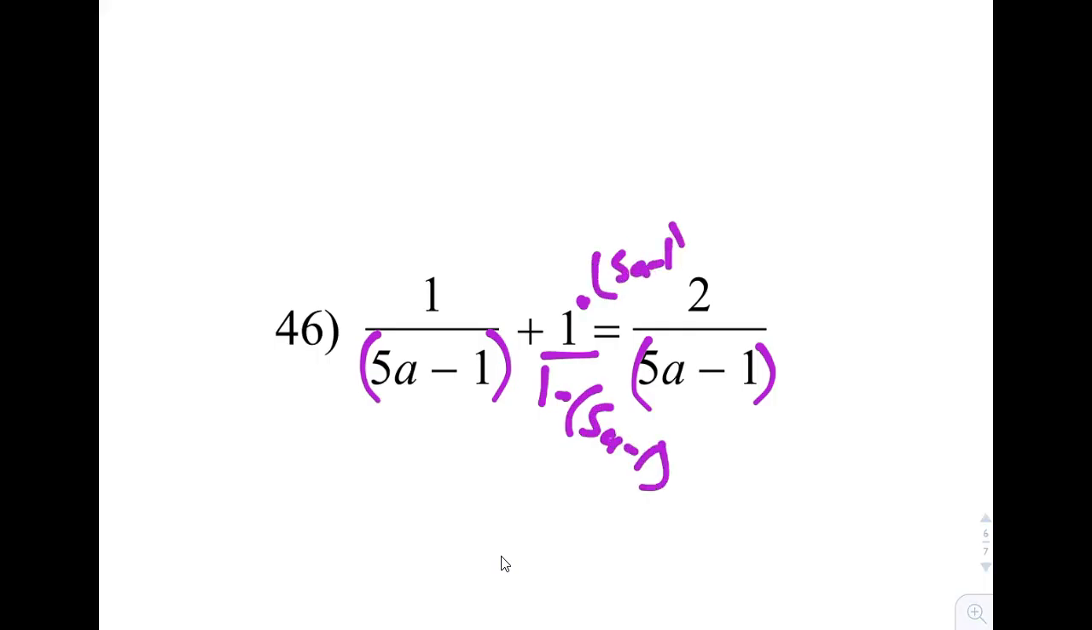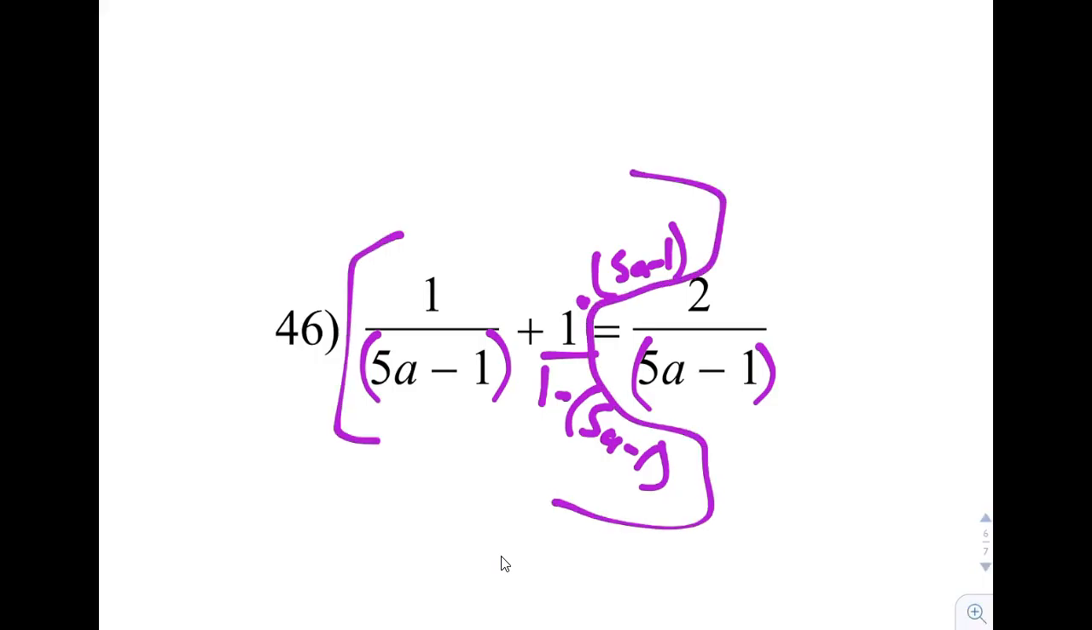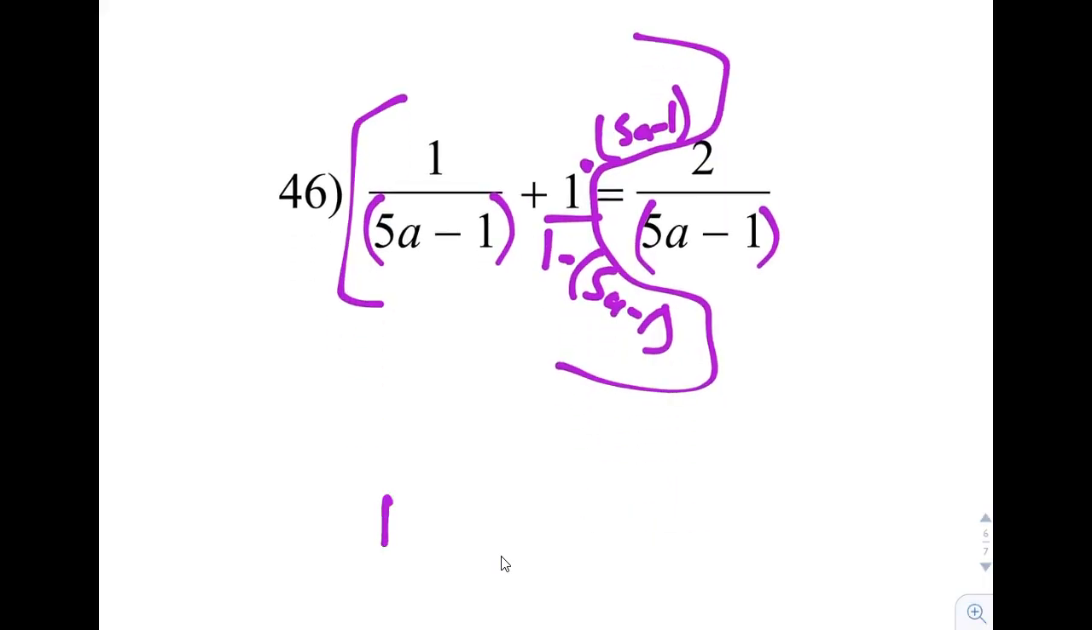5a minus 1. Such that you now will have 1 over 5a minus 1 plus 5a minus 1 over 5a minus 1 equals 2 over 5a minus 1. They all are over 5a minus 1. You'll be able to combine your fractions over on this side of the equal sign into a single fraction. You'll be able to then multiply both sides by the common denominator so that there's no more fractions. And you'll be left with something that looks like 1 plus 5a minus 1 equals 2.